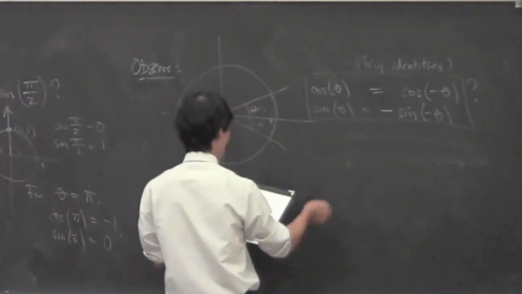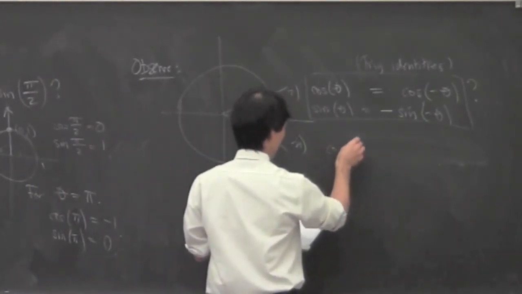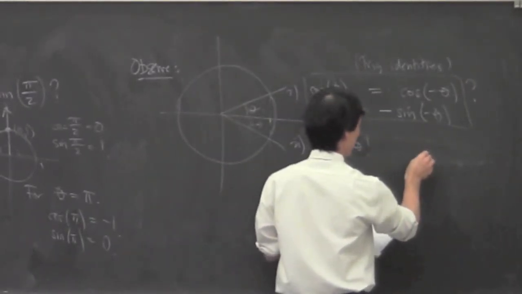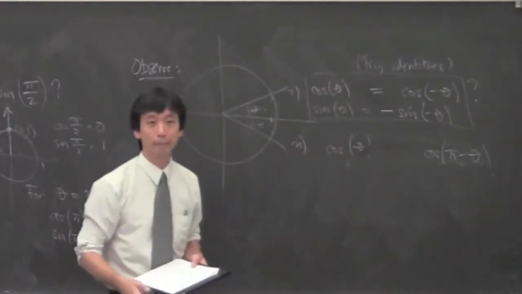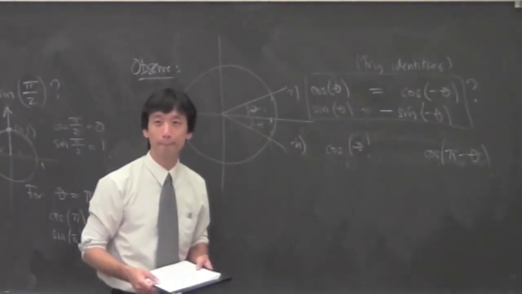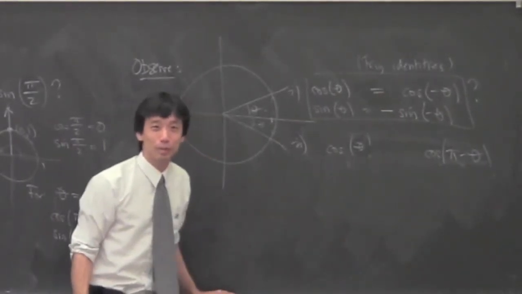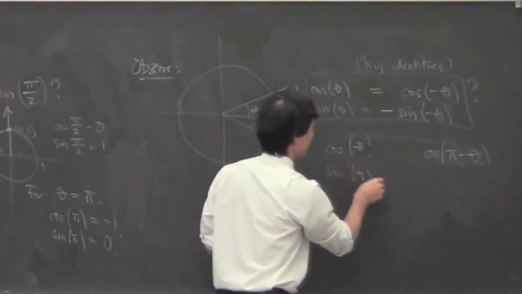Let me show you another one that I really like. Cosine of theta, and let's consider cosine of pi minus theta. What's the relation? Similarly to sine.